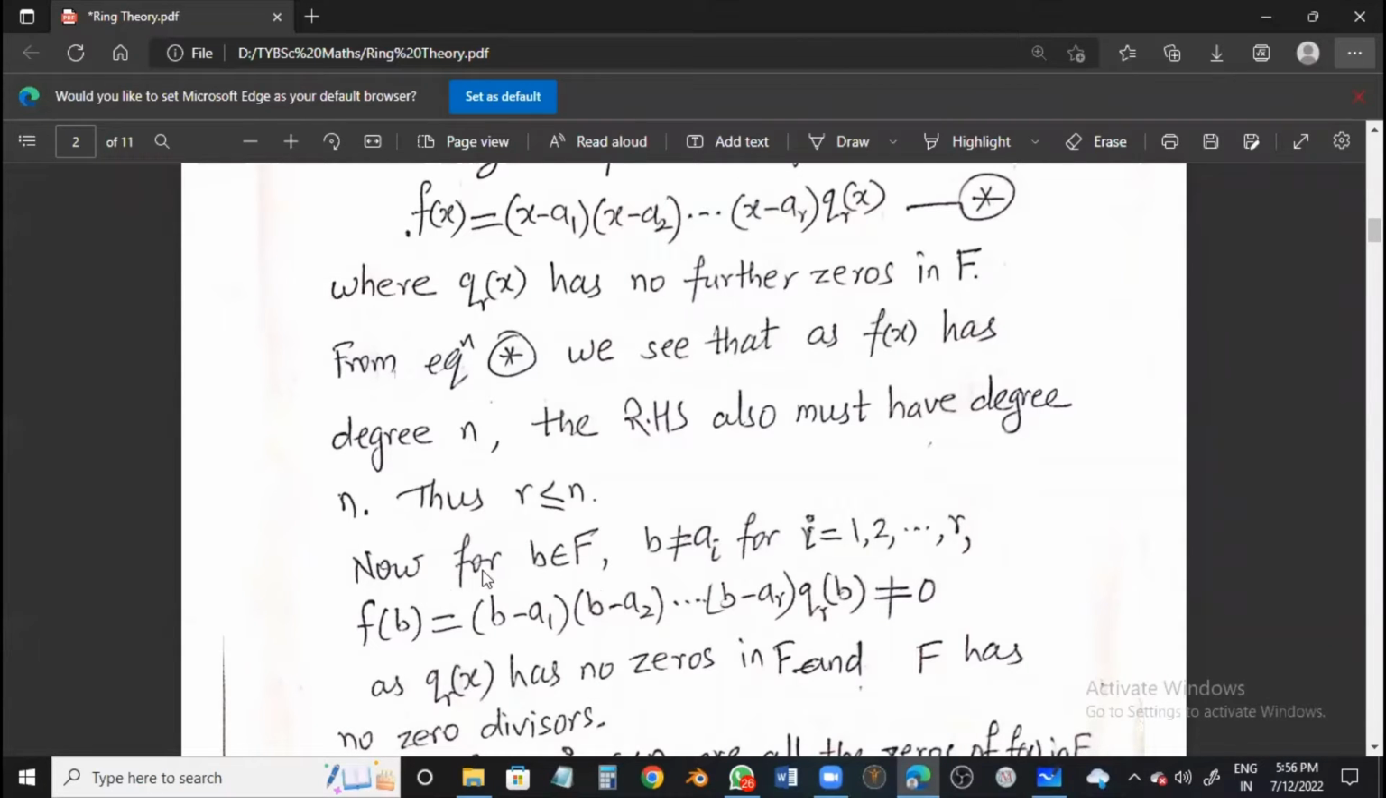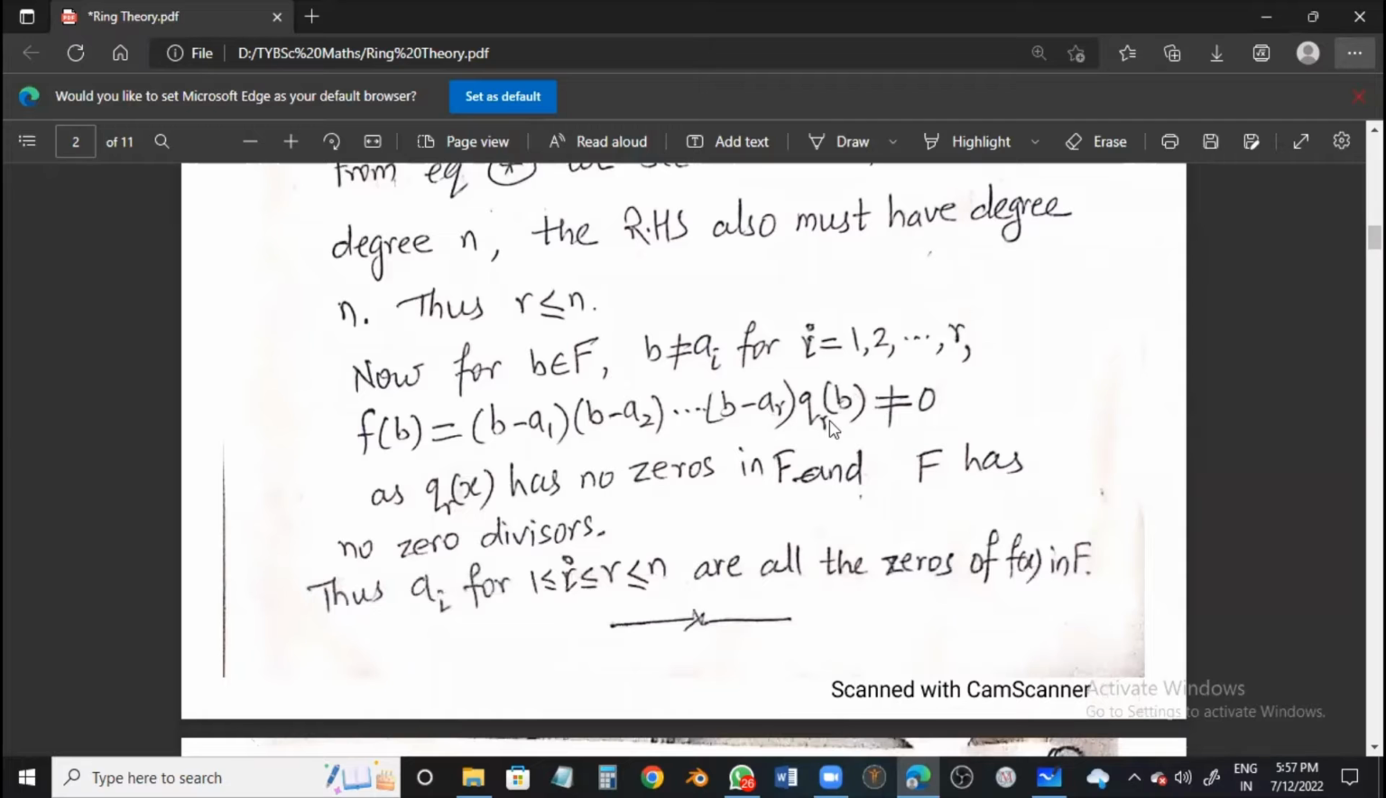For that what we did, we took b belonging to F, something else other than this a1, a2, ar. So if at all I'm having b belonging to F, and suppose b is distinct from those ai's, I have not taken a1, neither I have taken a2 nor ar likewise. So I have selected something else. b belongs to F, b is not ai for any of these i's. Now what happens? f of b becomes (b minus a1) times (b minus a2) times (b minus ar) into qr of b. And this will not be 0. Why is it not 0? Because qr has no zero, and these are distinct. So this cannot be 0.